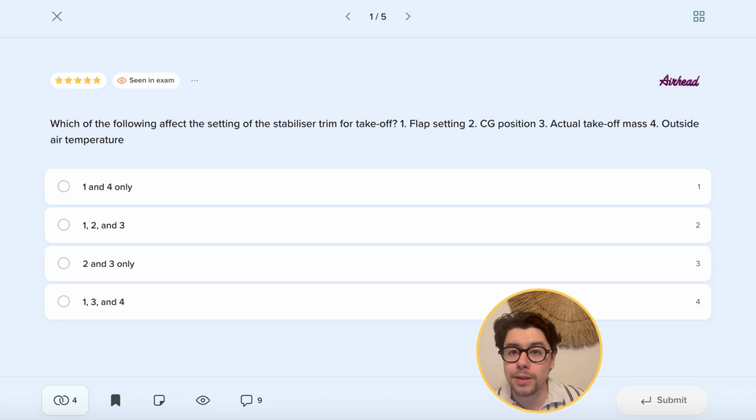So this data will be there in order to calculate the stabilizer trim setting for the takeoff, and the system then will give you the value which you can use and input before takeoff. So this is a very practical question, and of course the correct answer here will be the flap setting, the CG position, and the actual takeoff mass, as they will all influence the moment that the aircraft will create during the takeoff. The outside air temperature is not that important.